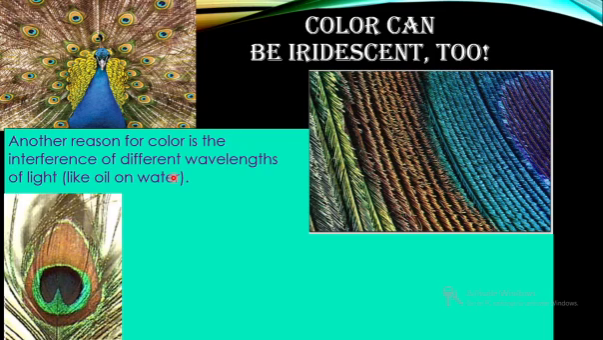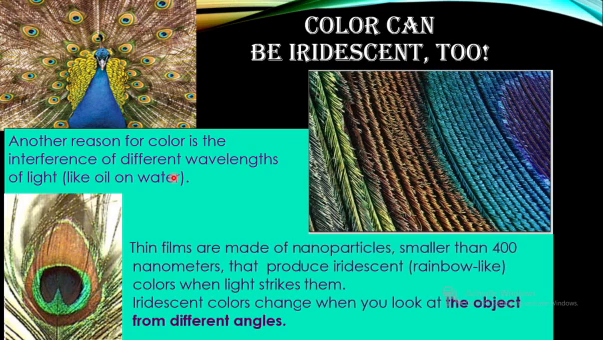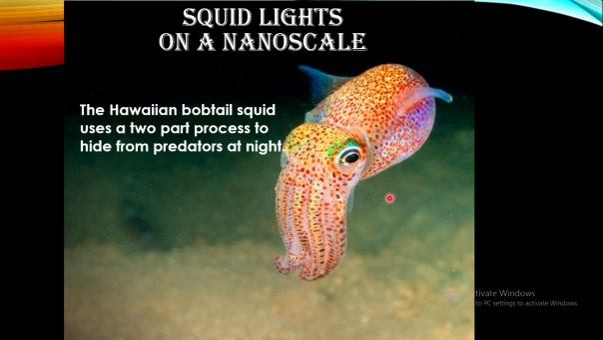Hard to believe, isn't it? Yes. So why is it happening? Again, these feathers are made up of nanoparticles which are smaller than 400 nanometer, and they produce iridescence or a rainbow-like color when the light strikes them. And iridescent colors change when you look at the object from different angles. Okay, so all these are contributed by the nanostructures involved in the feathers of the peacock.